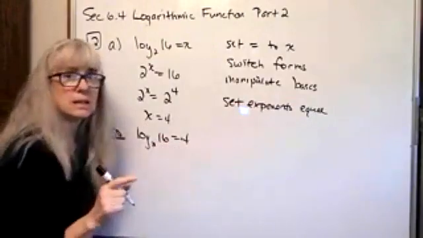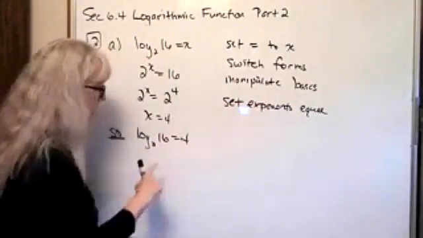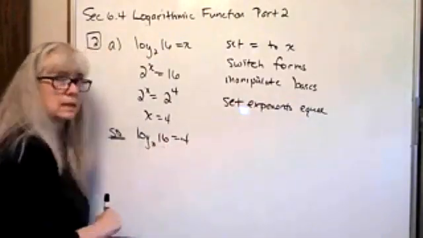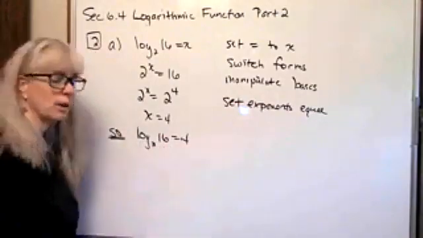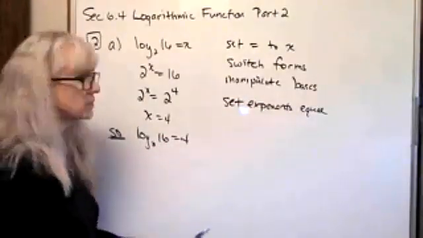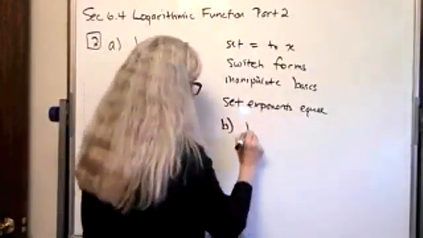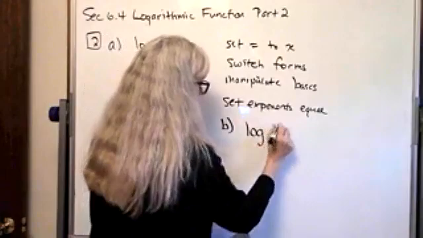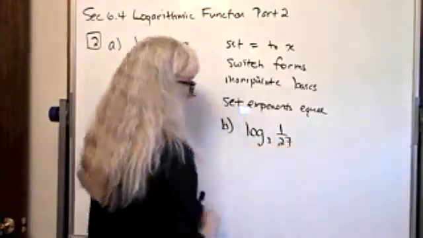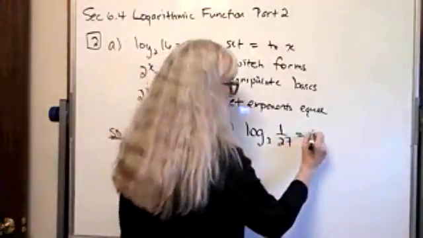And now it should make sense if you switch forms mentally in your head. 2 to the 4th power, sure enough, is 16. And that's how we'll evaluate these expressions. For now, again, we're going to develop some shortcuts. But okay, part B of example 2 says log base 3 of 1 over 27. So they want me to evaluate that. Again, I'm going to set it equal to x.